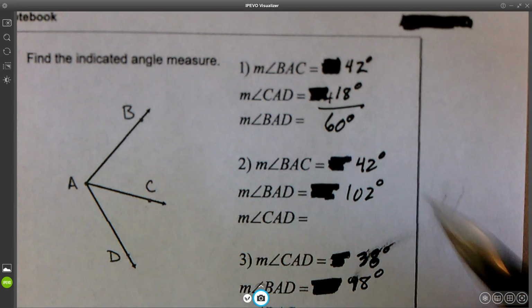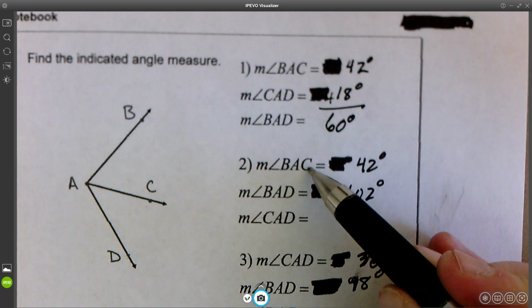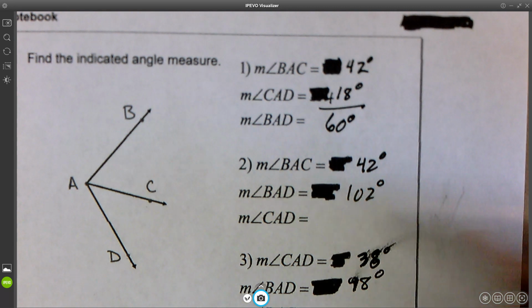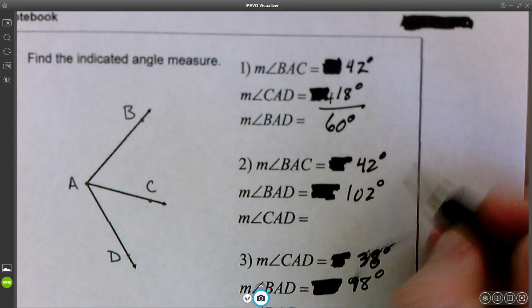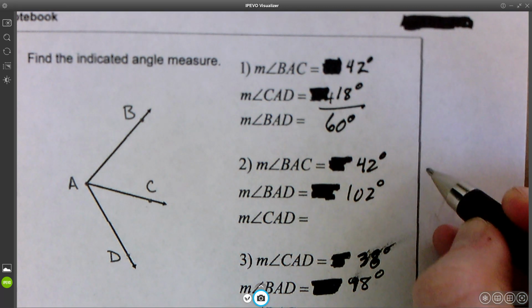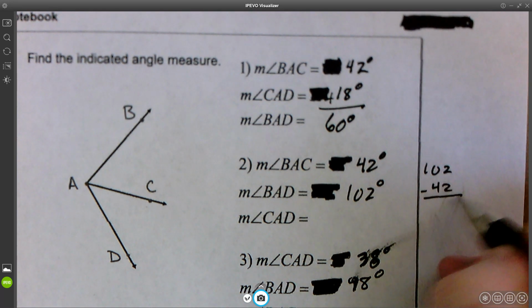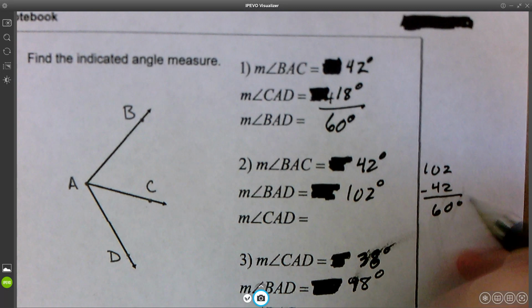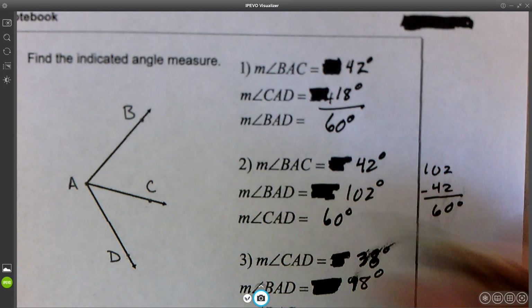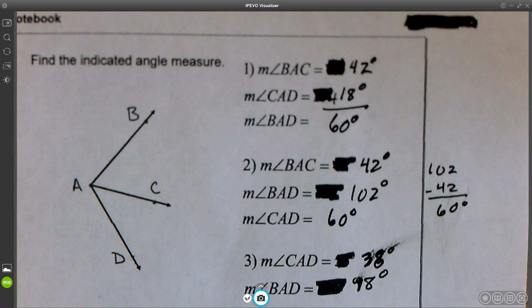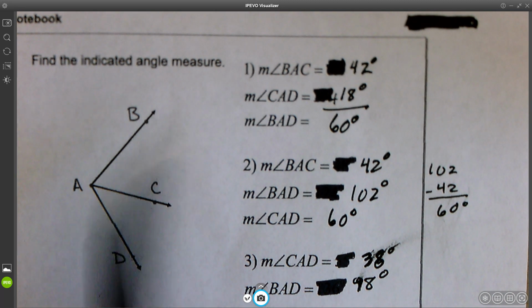Just like last time, here's our small, here's the big. So instead of having to add, you have to subtract. So 102 minus 42 is going to give you 60 degrees. Make sure you're paying attention to which one you're looking at, small versus the big one. So a part versus the whole.